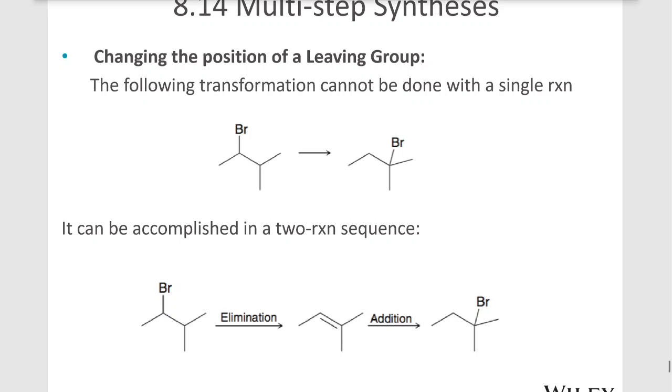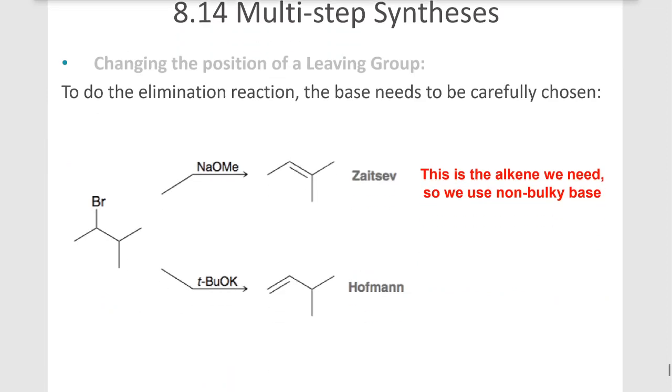So notice here we've changed the position of a leaving group. Now how do you think we'll do that? We've taken our bromine from this carbon and put it over onto the adjacent carbon. We can do that with a two-step reaction sequence where we do an elimination and then an addition to get us the product. So how do we do that?